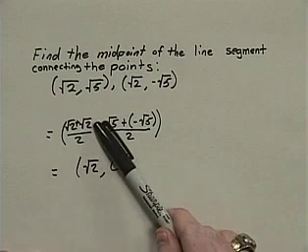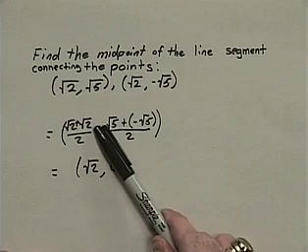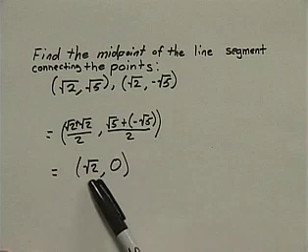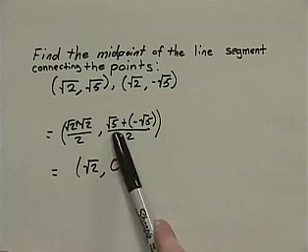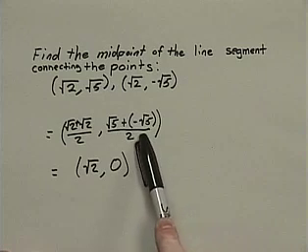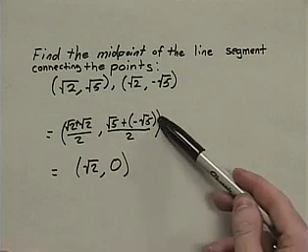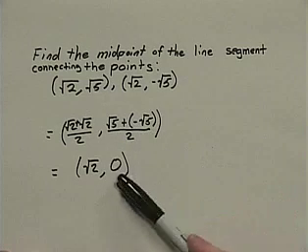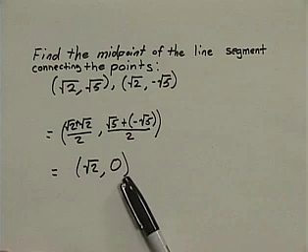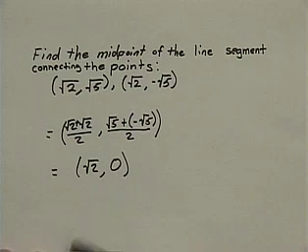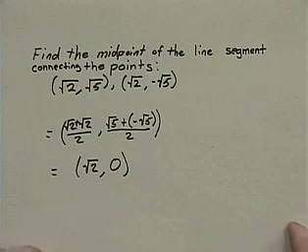Square root of 2 plus square root of 2 is 2 times the square root of 2. The 2's cancel out, leaving us just the square root of 2. And then positive square root of 5 plus negative square root of 5 is just 0. 0 over 2 is 0. So the midpoint between these two line segments is square root of 2 comma 0.